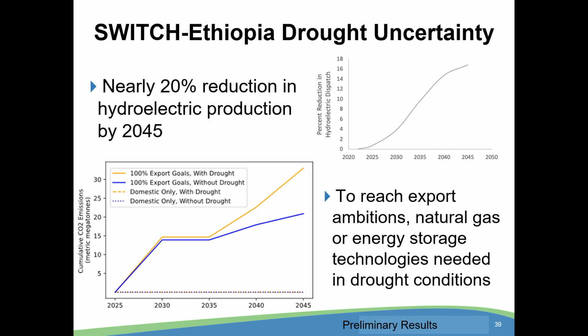However, we do see an increase in CO2 emissions under drought conditions in the export goals scenario, meaning that additional natural gas is projected to come onto the grid in order to meet the export demands in drought conditions. Essentially, natural gas is supplementing that loss of energy production from hydro. As mentioned before, these natural gas estimates can be mitigated with energy storage technologies. The addition of energy storage technologies will be explored in more complex experiments as we continue this work forward.